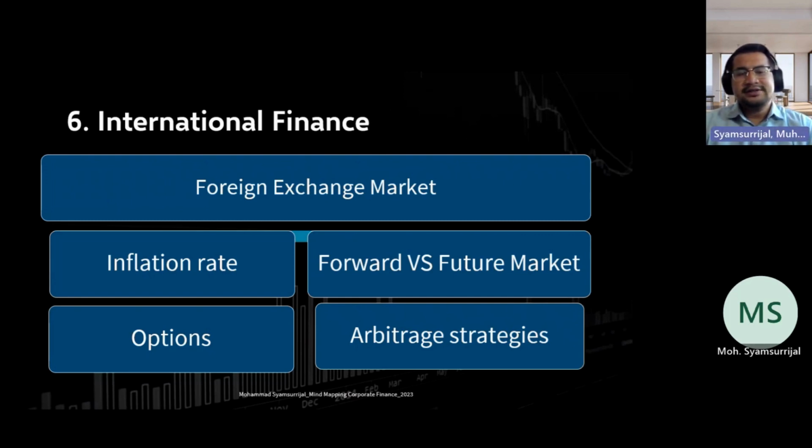Six is to discuss international finance. International finance is the study of monetary interactions that transpire between two or more countries. International finance focuses on areas such as foreign direct investment and currency exchange rates. Increased globalization has magnified the importance of international finance. International finance consists of the foreign exchange market, inflation rate, forward versus futures markets, options, and arbitrage strategies.